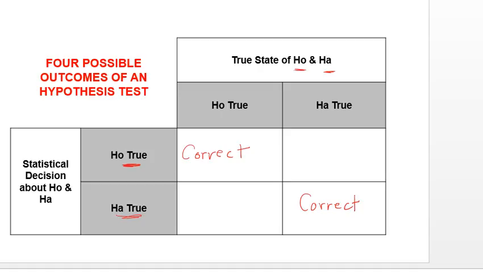The first one: you decide as a statistician that the alternative is true, when actually the null hypothesis is true. That is called a type 1 error. The second type of error that can be made is that you decide as a statistician that the null hypothesis is true when actually the alternative is true. That is called a type 2 error.